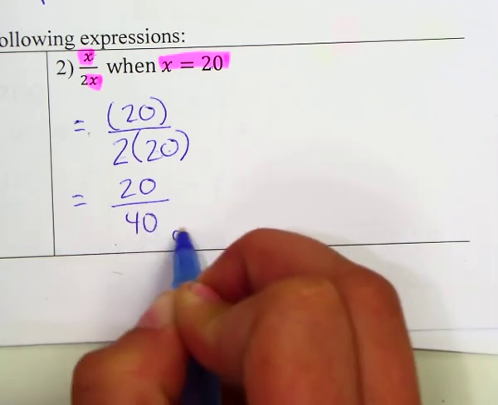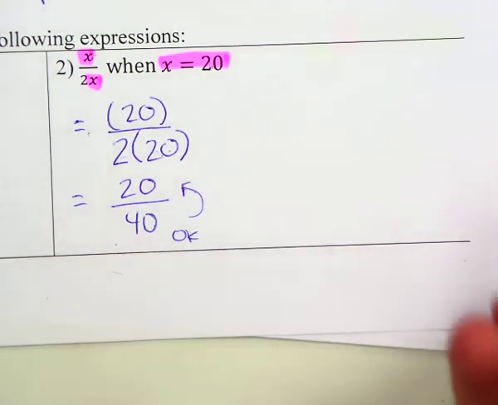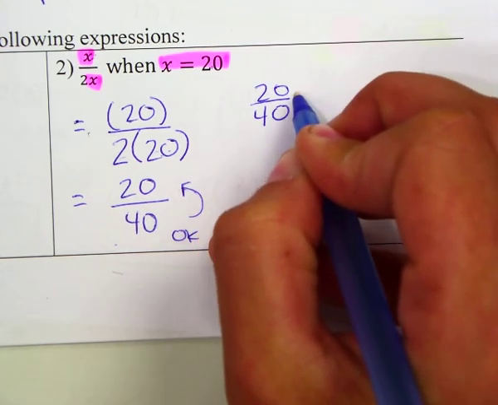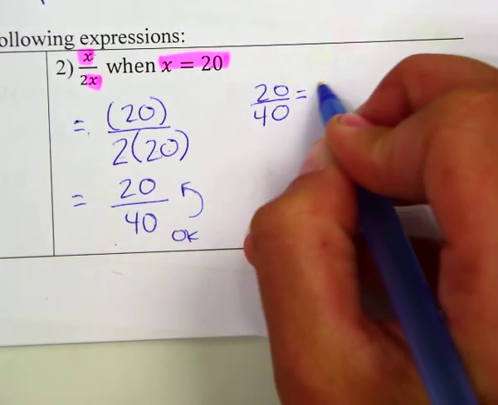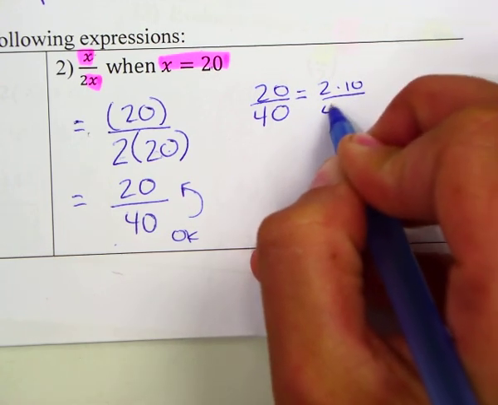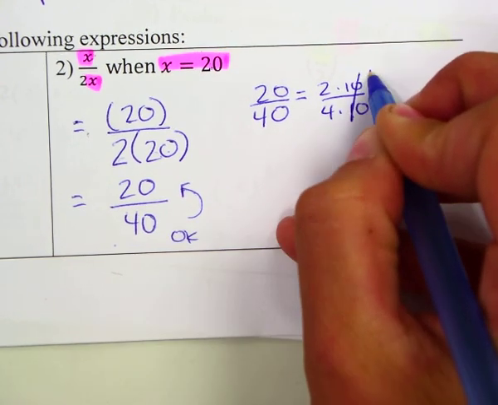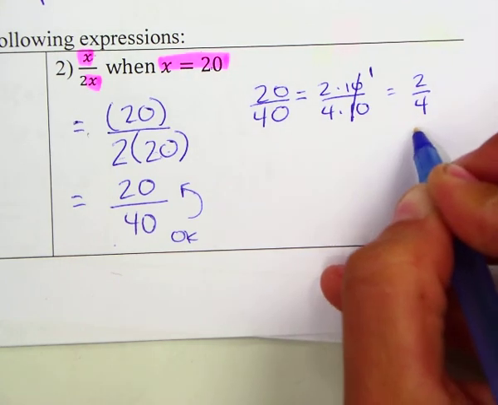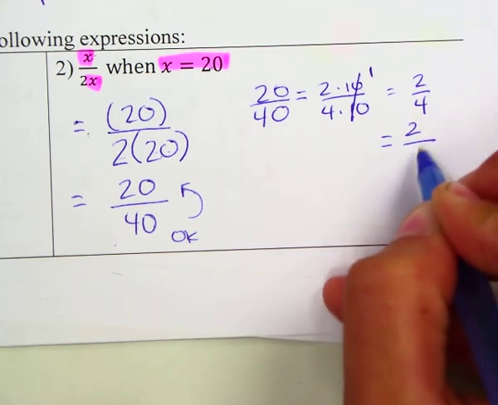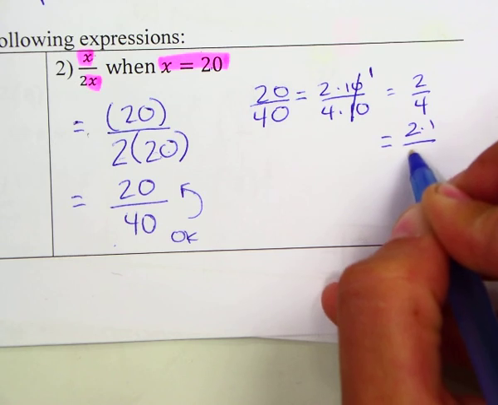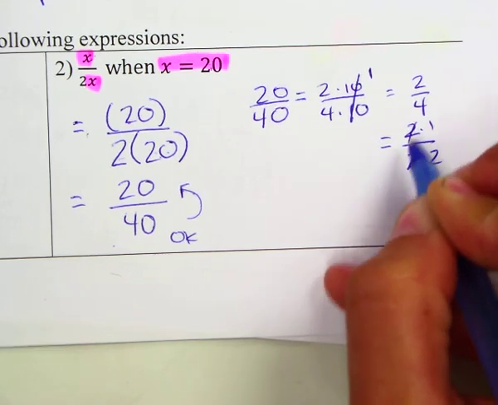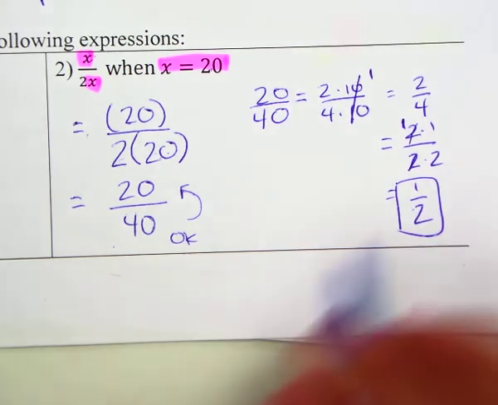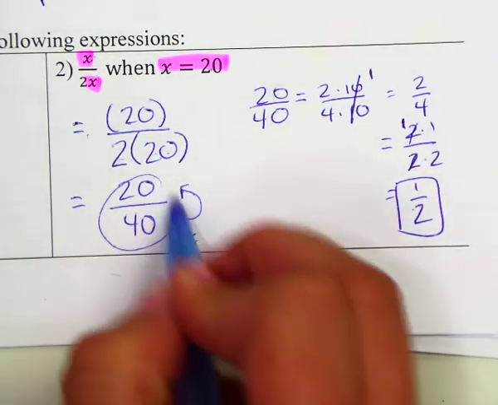It's okay to have this answer. However, if you want to reduce, we know that we could divide both by 10. That cancels to 1. And then 2 over 4 is 2 times 1 divided by 2 times 2. So it reduces to 1/2. But don't worry about this. This is good.